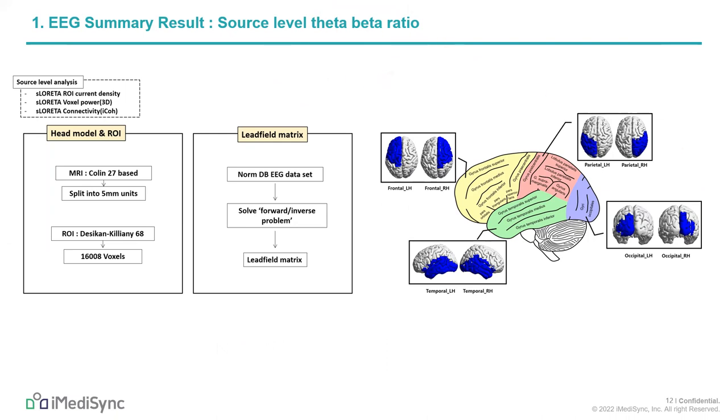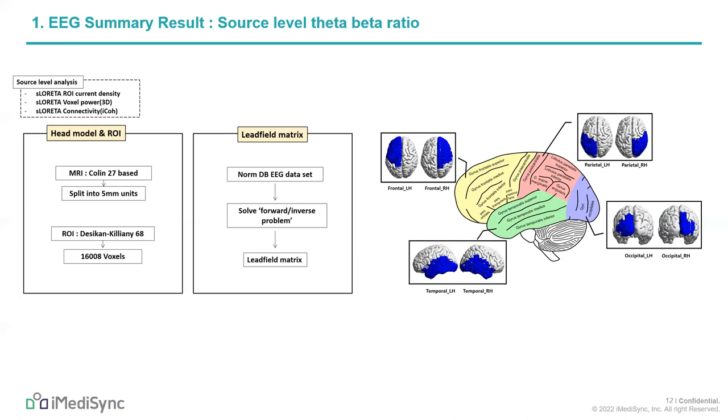Using the source-level theta beta ratio, we can give a quick summary QEEG report. The quick EEG summary report shows underactive and overactive areas in the source-level voxel power. For the source-level calculation, we use the Colin 27 head model and split it into 5 millimeter units, which finally makes 6,008 voxels. And we segmented these voxels with 68 ROIs defined by the Desikan-Killiani atlas, and we further segmented them by 8 different brain lobes like this: the frontal, parietal, temporal, and occipital, and also divided left and right.